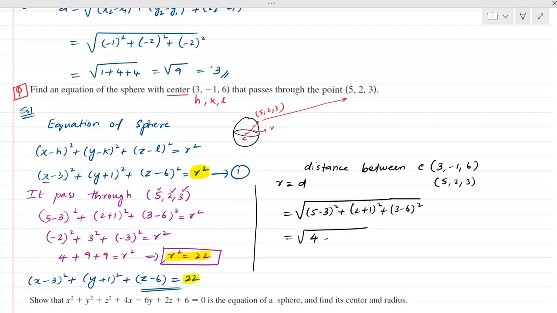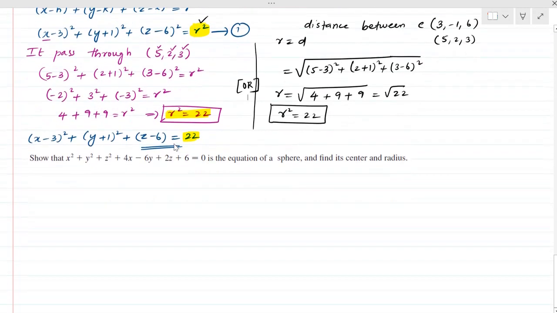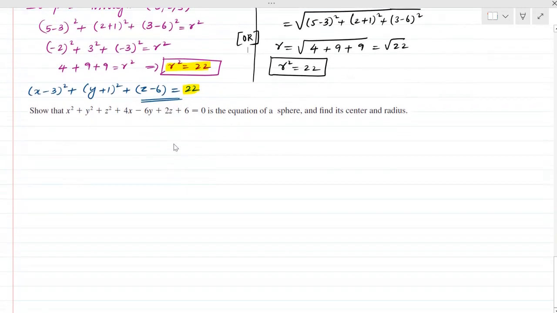2 square, which is 4. Here 3 square is 9, here 3 square is 9, which equals 22. So we got r, but we need r square here. So r square equals 22. In both methods, whether you go through substitution or the distance formula, the r is going to be the same. Now the last problem of this topic: the equation is given.